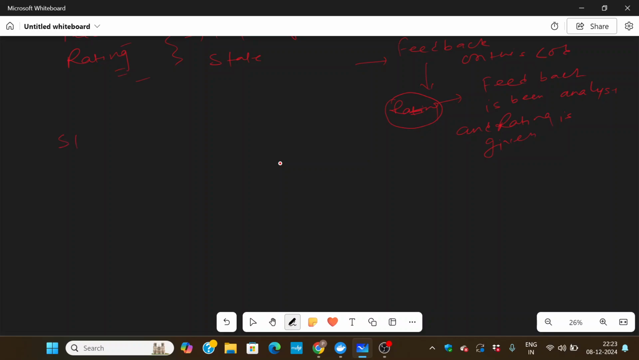So please keep this in mind: state, then edge, then node. You have to work with these three terminologies across all of the AI agents which you will create with LangGraph.